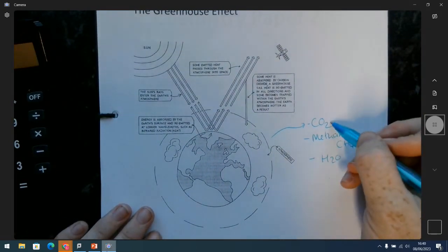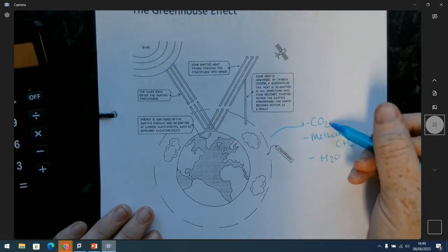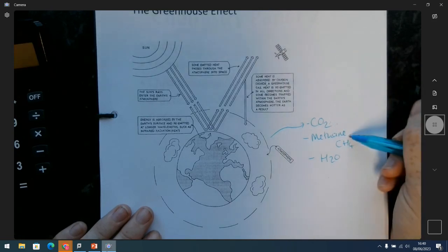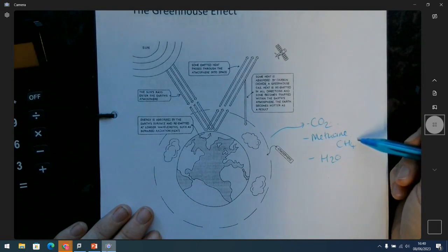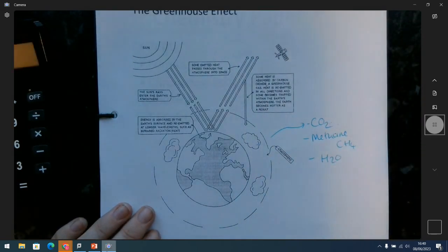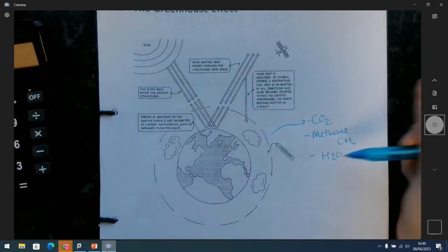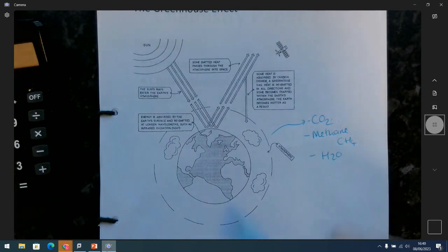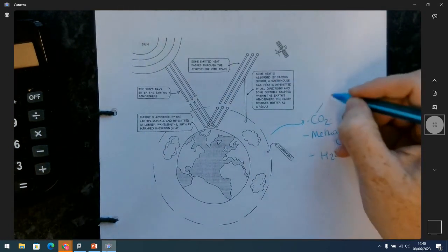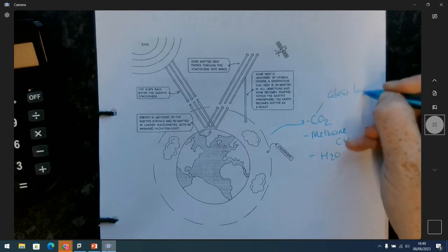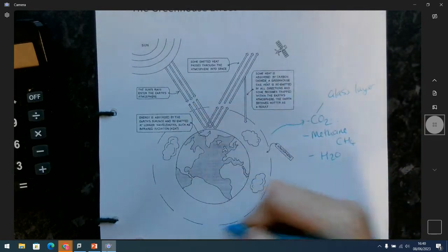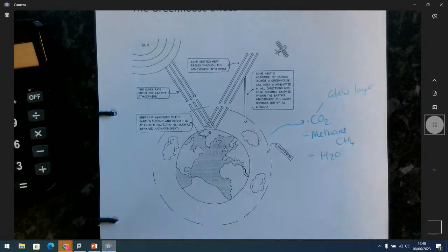We obviously are increasing the amount of carbon dioxide through burning fossil fuels, so it could link to complete combustion. Methane is an alkane, so you could have links to fractional distillation here. It's also produced by rice crops, for example, which produce a large amount of methane, and water vapour as well. And they essentially act like the glass, so they form a layer. As you can see in the diagram, they are the dotted line all around the outside.